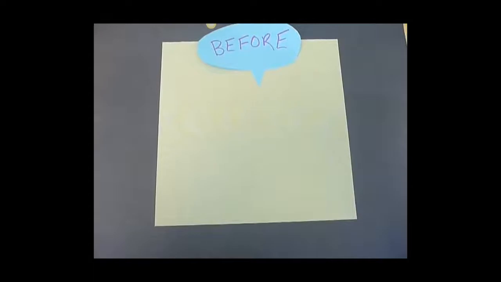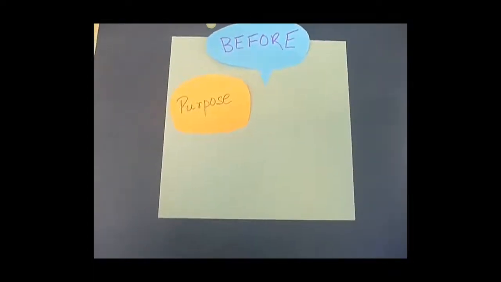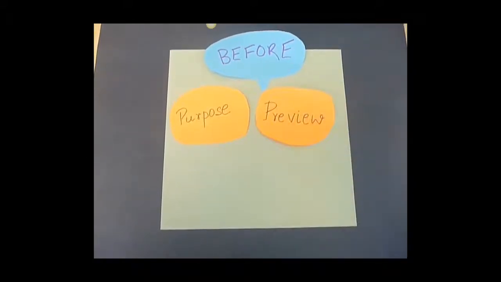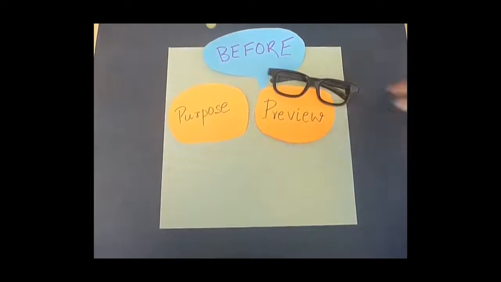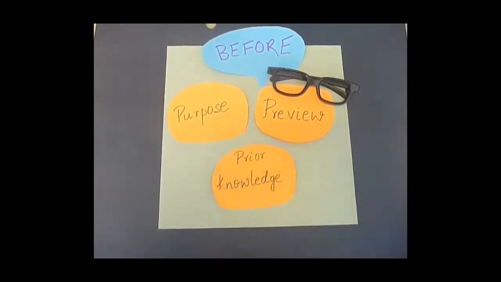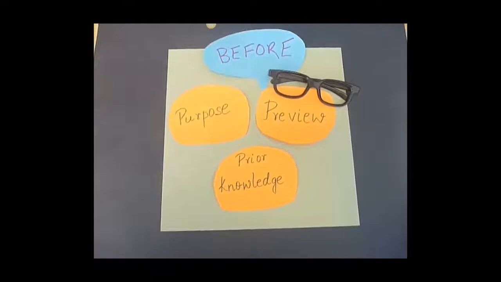Before reading, establish a purpose for reading and select an appropriate text. Preview the text, looking at the cover, title, organizational features. Draw on prior knowledge of text form, author, topic, and similar texts to make predictions.